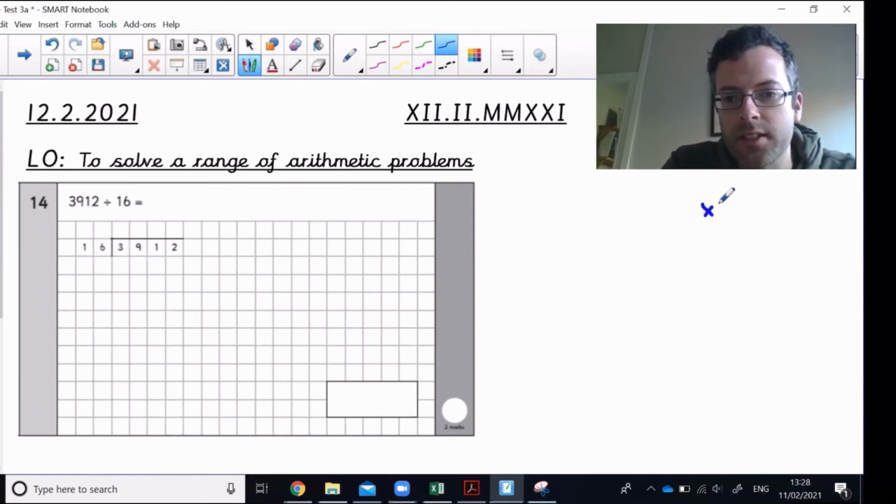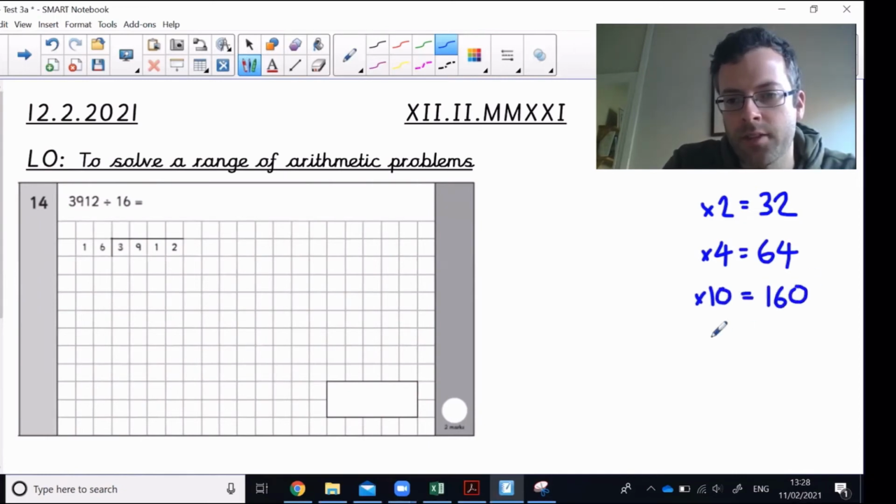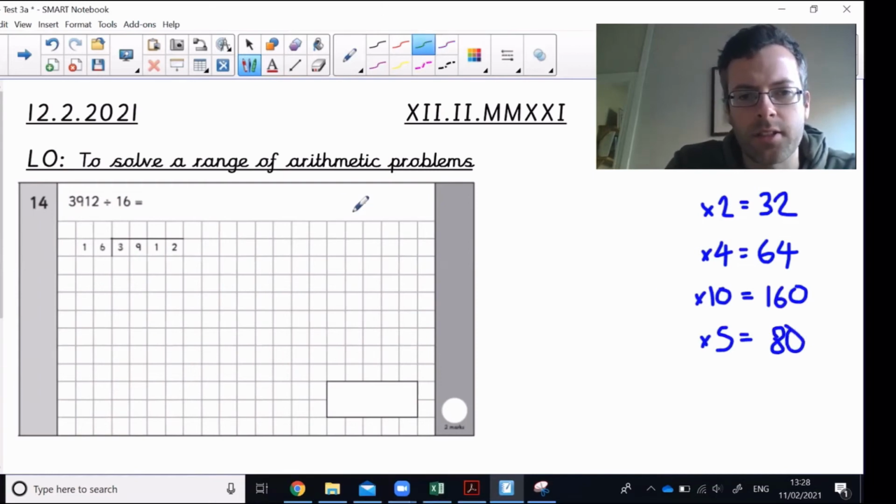Well, 2 lots of 16 is going to be 32. So 4 lots of 16 is going to be double that, which is going to be 64. 10 lots of 16 is going to be 160. So 5 lots of 16 is going to be half of that, which is going to be 80. And then I'm going to use these to start subtracting from 3,912. I'll show it over here.